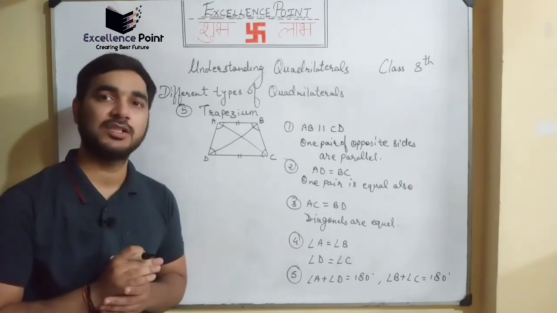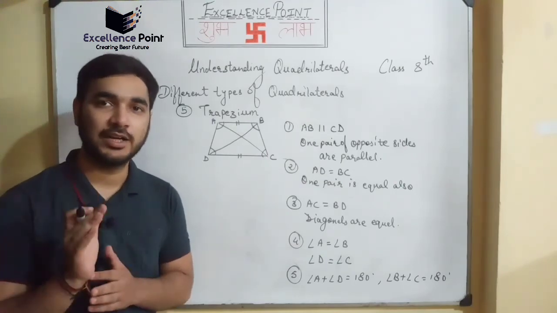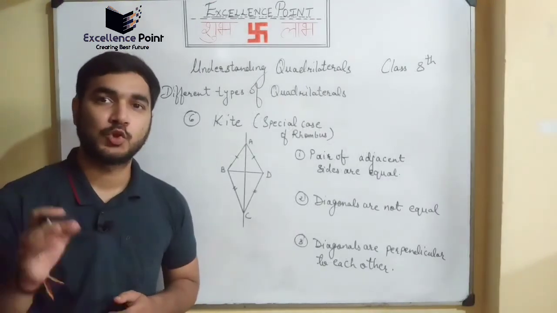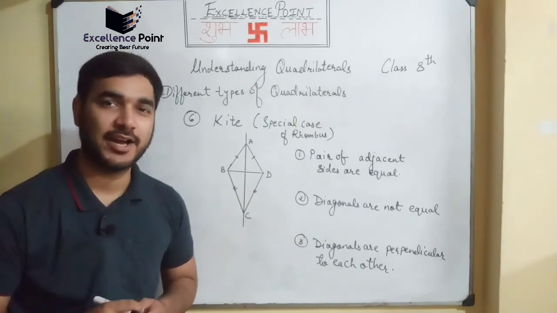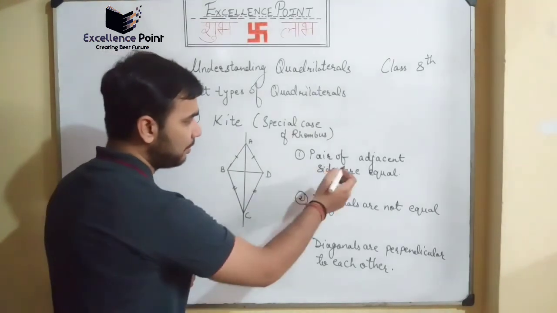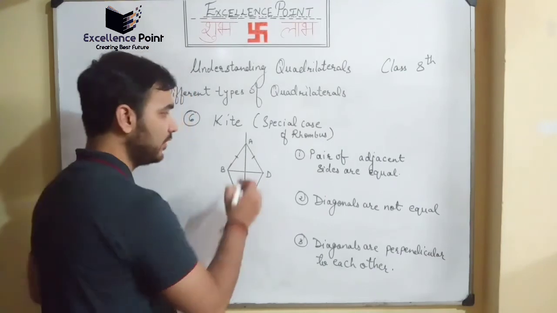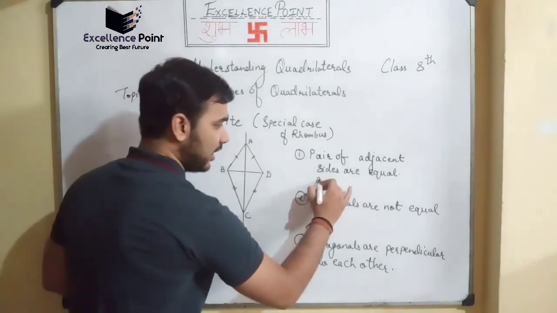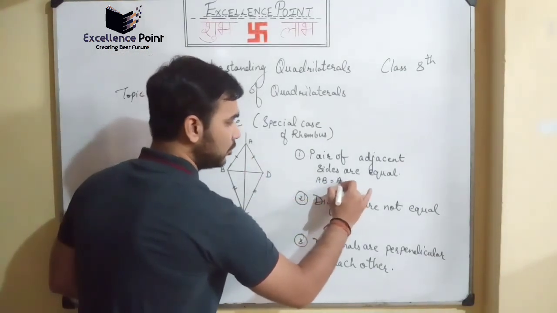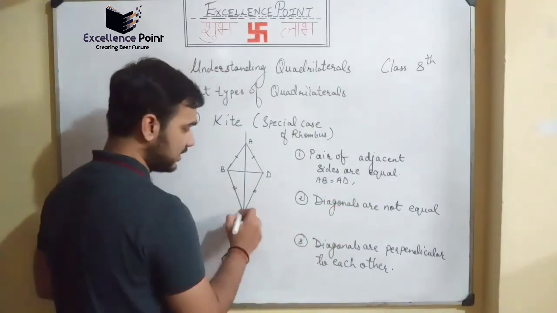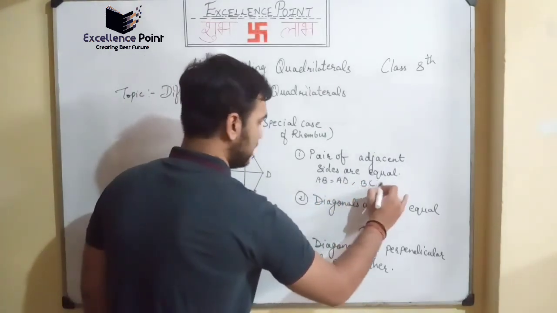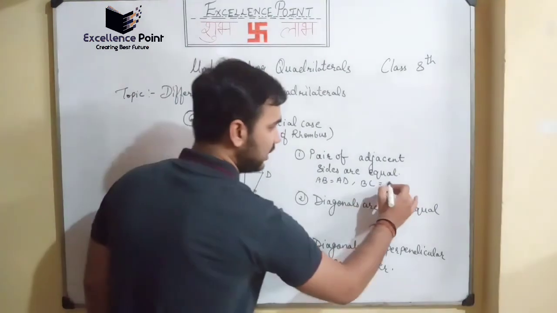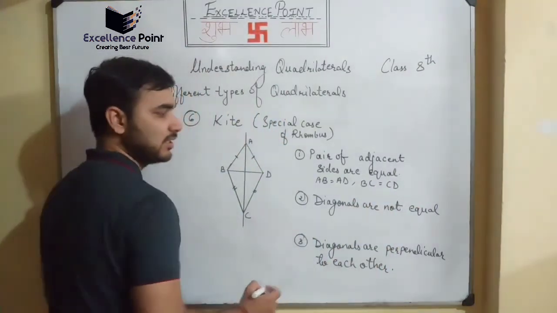One special case is also there, which is the kite. We will see it. Students, the last special case is a kite. You will observe that the pair of adjacent sides are equal. Now we can say that here AB is equal to AD, and BC is equal to CD. These two are the adjacent sides.